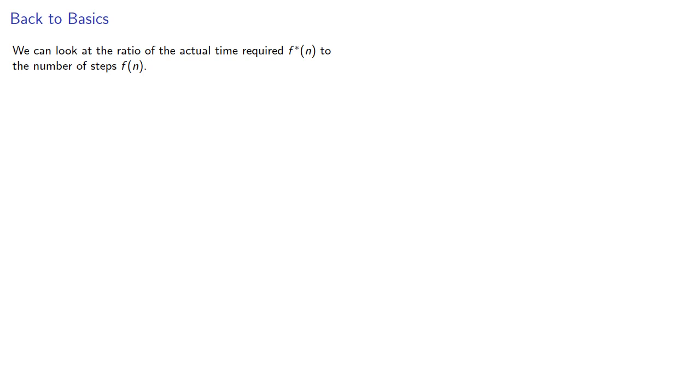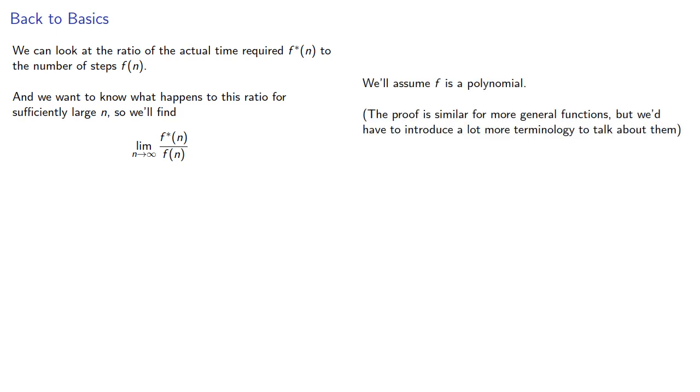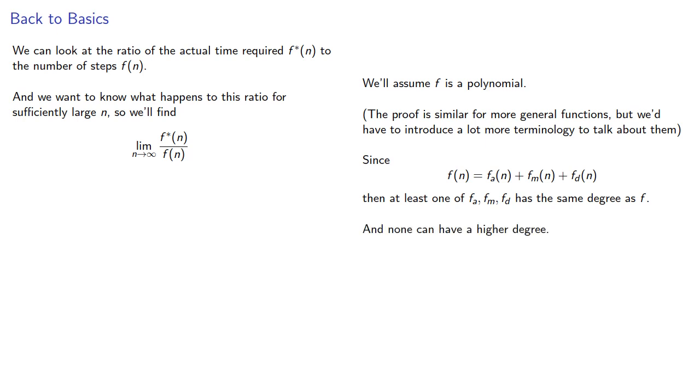And we want to know what happens to this ratio for sufficiently large n, so we'll take the limit as n goes to infinity of that quotient. Now, we'll assume f is a polynomial. The proof is similar for more general functions, but we'd have to introduce a lot more terminology to talk about them. Since f(n) is a sum of other functions, then at least one of these has the same degree, and none can have higher degree. And what that means is that f star also has the same degree as our original function.